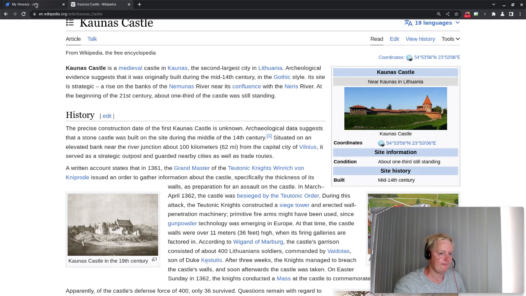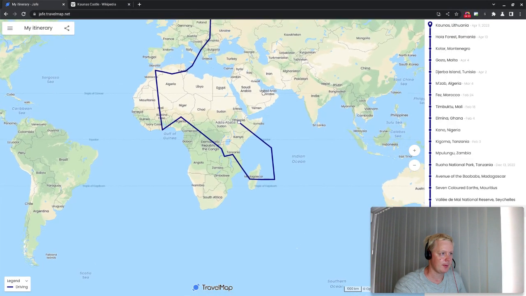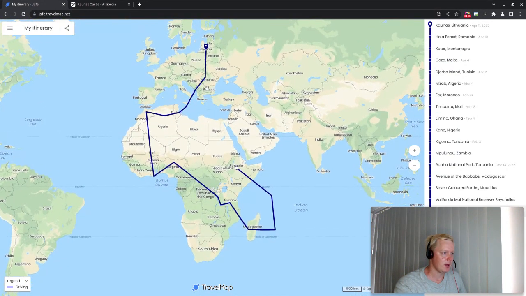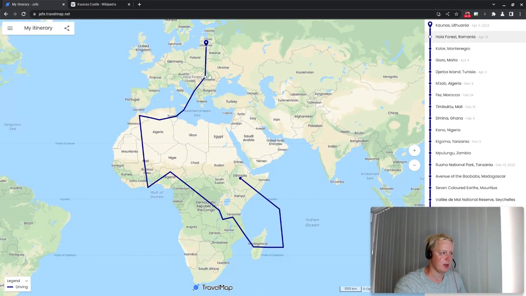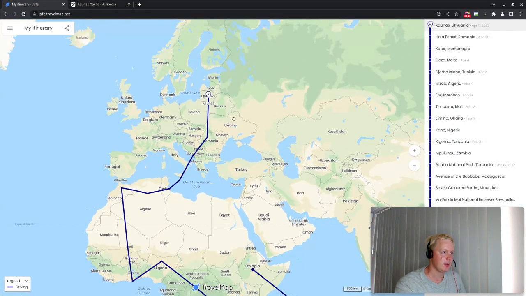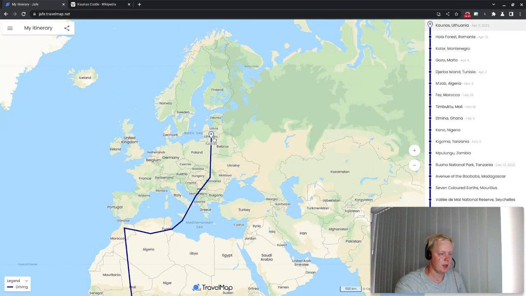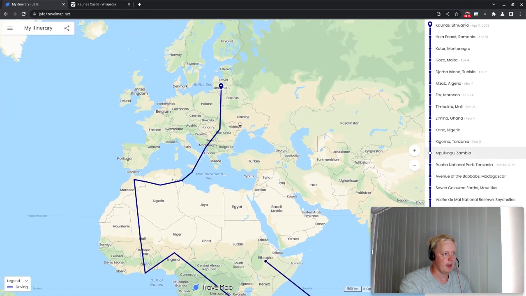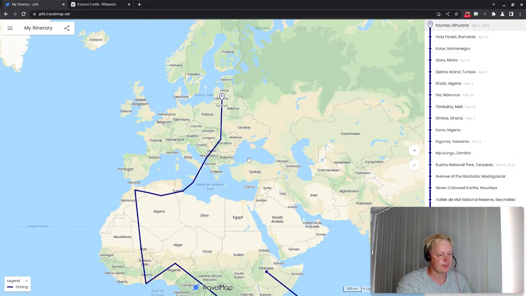So open up the map. So last time we were in Romania. We were in Hoiabaciu Forest. Before that in Kotor, and now we are in Lithuania. So we've gone all this way to Northern Europe, and it looks like we are going this way now. Came from Africa and we're going north on the European continent. So that's how you solve problem solving in Freefall.